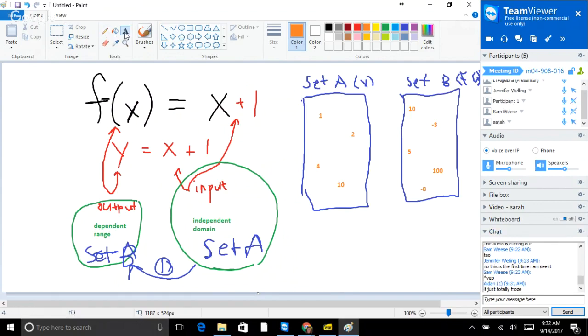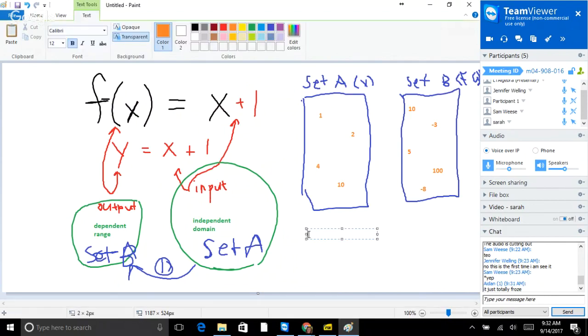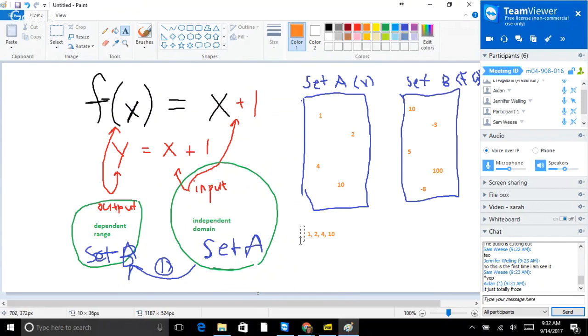Another way that you might see these written is, let's see if I can find the fancy brackets on my computer here. You could see these written as 1, 2, 4, 10. Fancy brackets around it. Like this. So that would be another way that you could see set A written, and the same with set B.